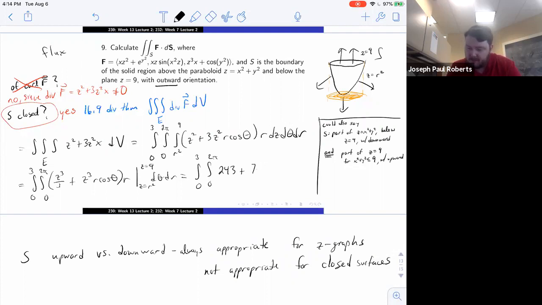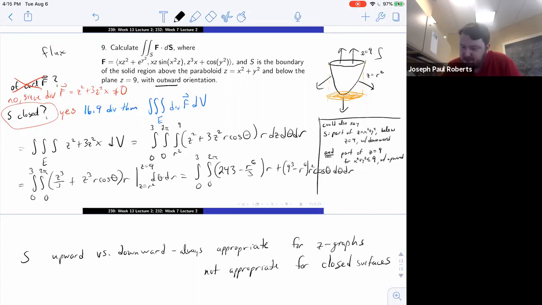Well, I'm going to write it like this. So 243 minus r squared cubed, so r to the 6th over 3. And then here, times another r, plus whatever, 9 cubed minus r to the 6th, r squared cosine theta.